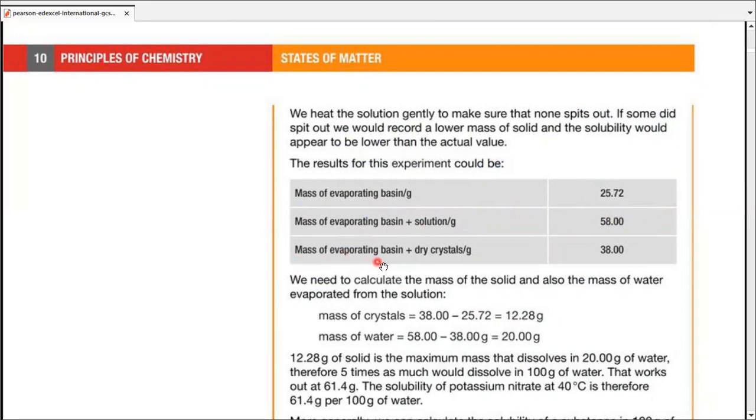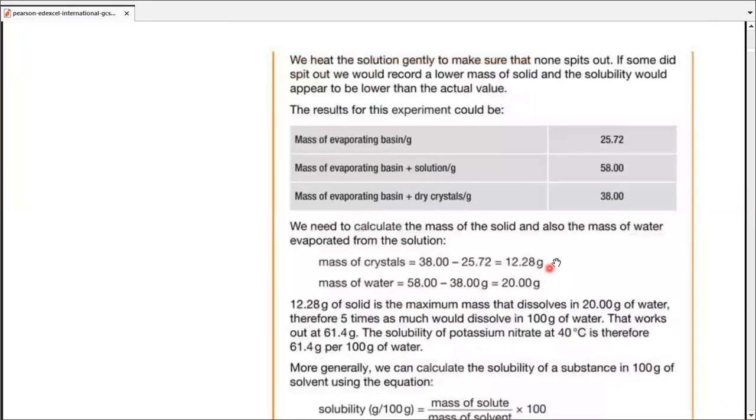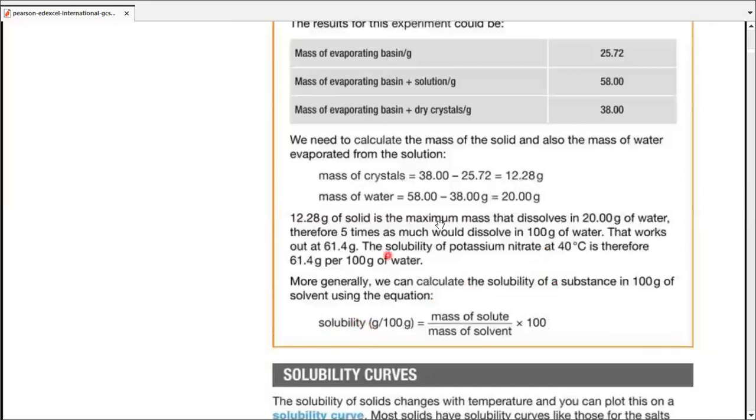Once the mass of the evaporating basin and dry crystals are taken, then you can calculate the mass of water and the mass of crystals. Now, these two values would be the same for most of the students if done correctly. What you're supposed to do is to get the solubility. The mass of solute is put as a numerator. The mass of solvent, water, is put as a denominator. Divide them, multiply them with 100.